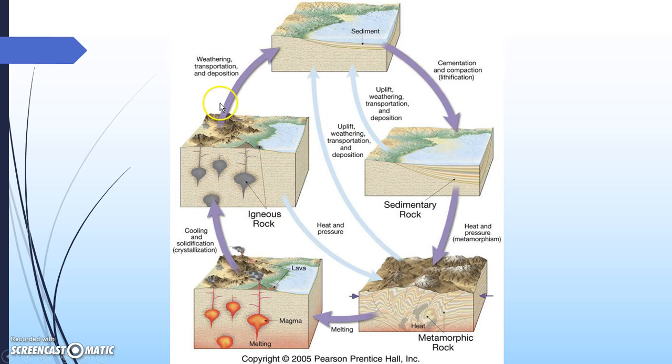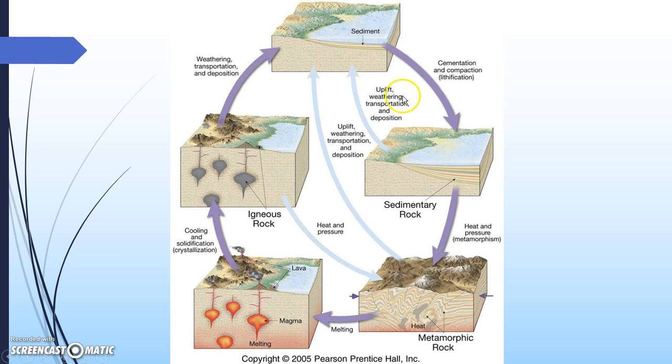And igneous rocks go through weathering, transportation, and deposition to give you sediments. Those sediments can go through cementation and compaction, or what we call lithification, to give you sedimentary rocks. Those go through heat and pressure, or what we call metamorphism, to give you metamorphic rocks. Those go through melting, then cooling and solidification, or what we call crystallization, and give you back igneous rocks.